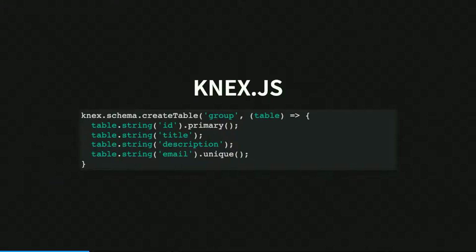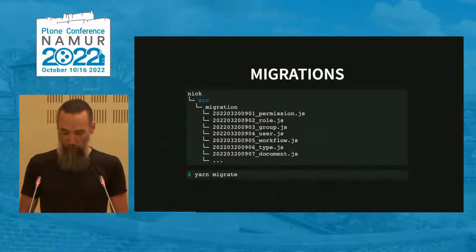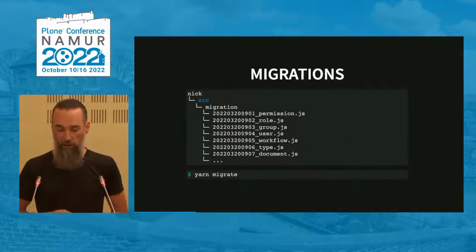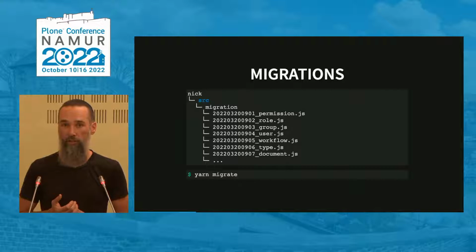If we look at Knex first, as I said, it's basically just a layer on top of SQL. You can create tables with all types and all names, and do relations and everything there. And you can add those to migrations. So basically, Knex provides you a migration path. You can think of this as upgrade steps in Plone.